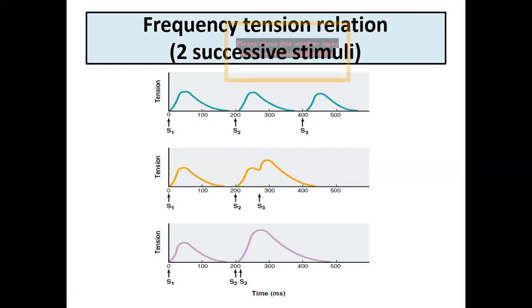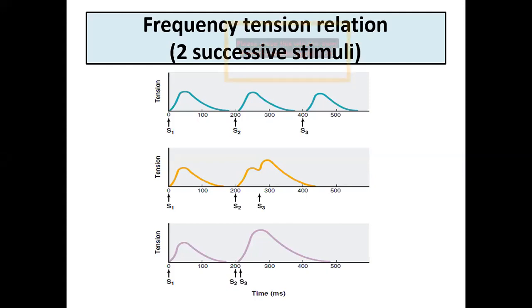So there are identical twitches which occur when you apply successive stimuli. Now, when have you applied the successive stimulus? During the previous contraction, relaxation has completely occurred. After that, you have applied the successive stimulus. And what have you observed? There is no change in the muscle tension. Okay, there is no change in the muscle tension.